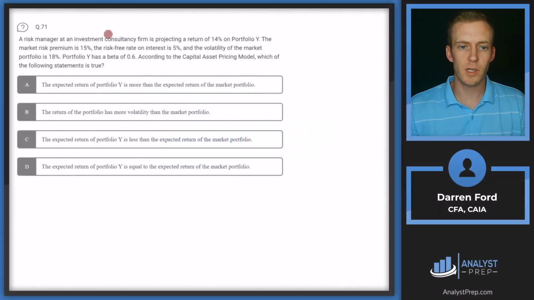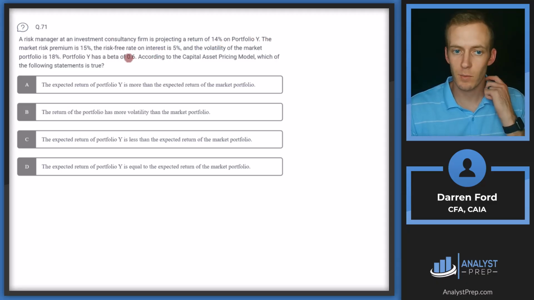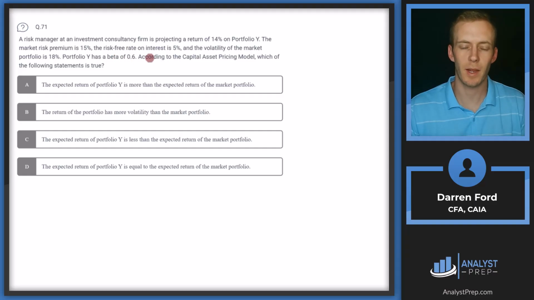Question 71. A risk manager at an investment consultancy firm is projecting a return of 14% on portfolio Y. The market risk premium is 15%. The risk-free rate of interest is 5%. And the volatility of the market portfolio is 18%. Portfolio Y has a beta of 0.6 according to the capital asset pricing model, or CAPM. Which of the following statements is true?